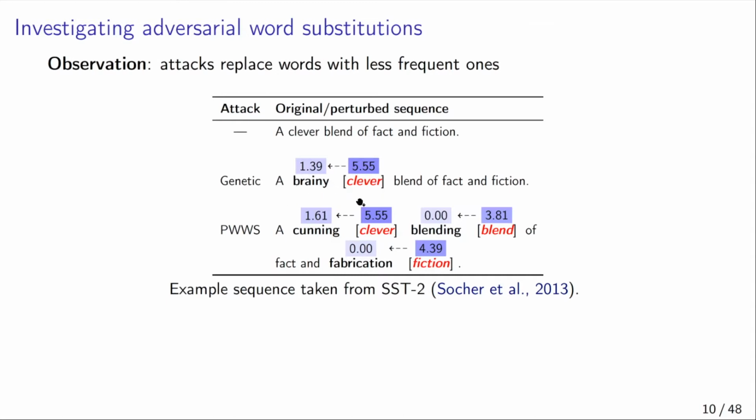Frequency is defined as the number of times that a certain word occurs in the training corpus that is used to train the model for a certain task. We use a log scale here, so the numbers above those words correspond to the log word frequency of those words in the training corpus. What you can see is that the word clever is much more frequent than the word brainy. Likewise, for the PWWS attack, we have 3 adversarial substitutions. We change clever to cunning, blend to blending, and fiction to fabrication. And we observe as well that we have this frequency shift towards low-frequency words.